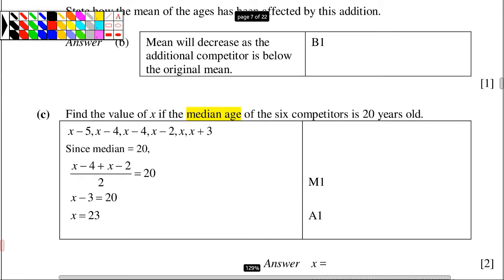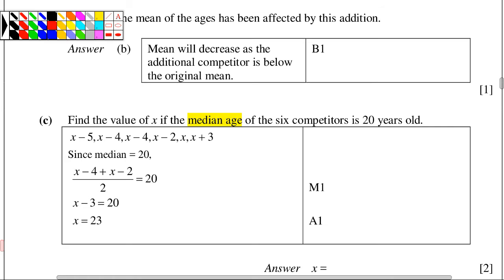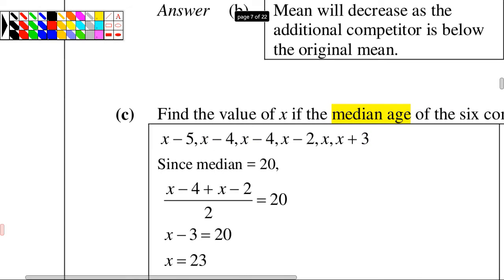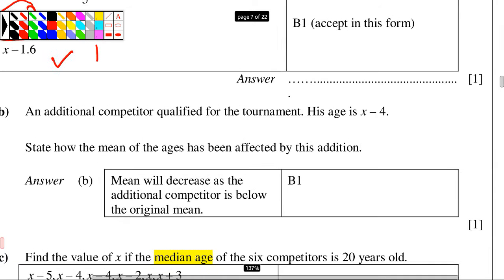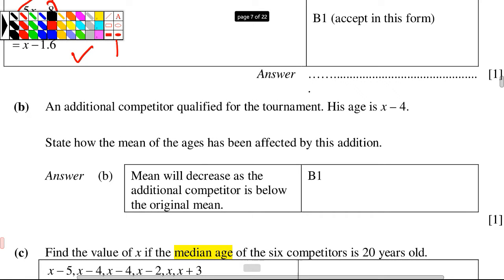Next, find the median. Do you know how to find median? How many people here? Just write increase or decrease. Once I see the word decrease, become smaller, 1 mark. Don't need to tell me how much. Just tell me decrease, reduce, smaller, 1 mark.